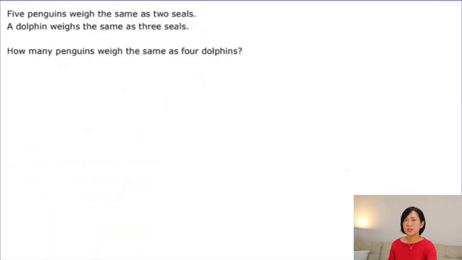Right, next question. 5 penguins weigh the same as 2 seals. A dolphin weighs the same as 3 seals. How many penguins weigh the same as 4 dolphins?